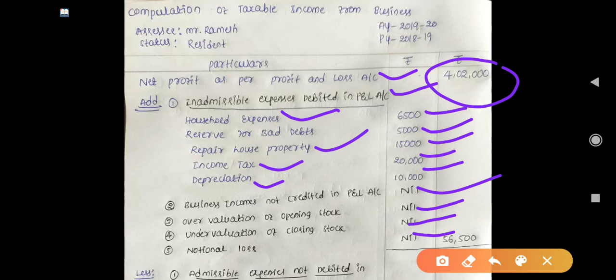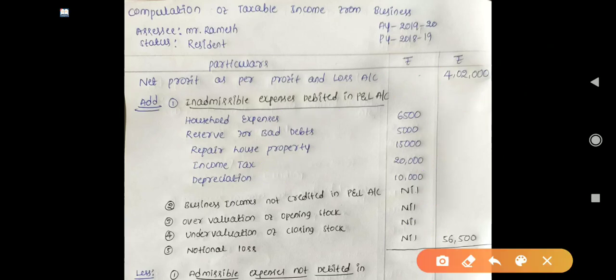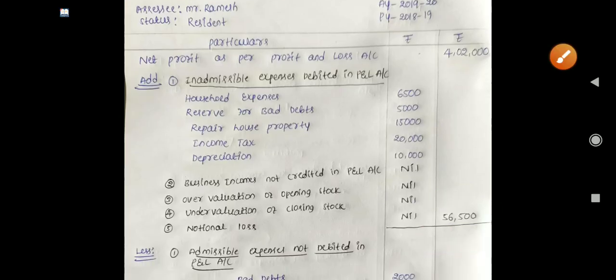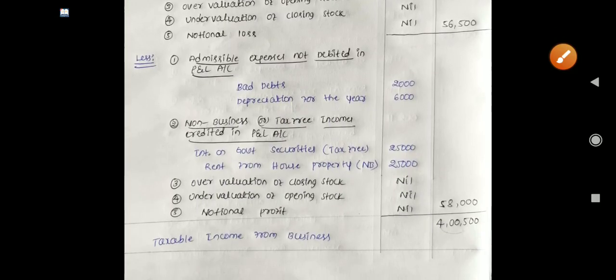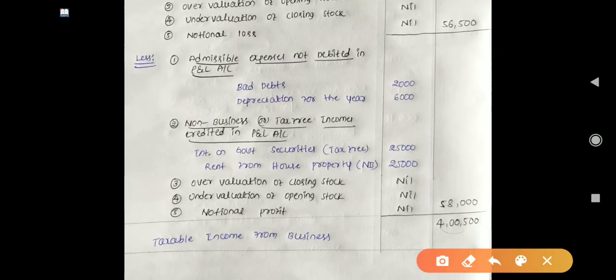Then the total of all these items is 56,000 rupees. 56,000 is the total of add items. Then we go to less items. There are 5 items as in add items. One is admissible expenses not debited in profit and loss account. Admissible expenses are business related, or the Income Tax Act decided those expenses are business expenses, so those are called admissible expenses. Not debited means you might find these items in the adjustments.